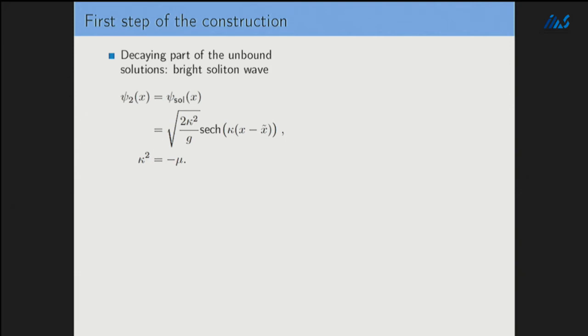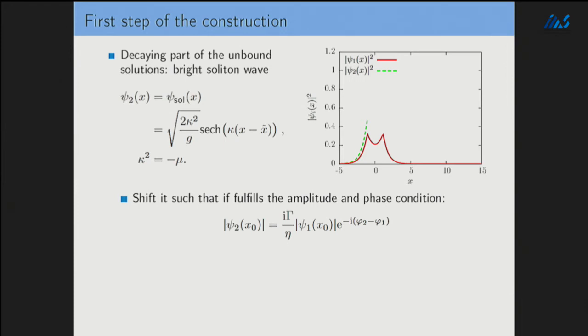That's the well-known bright soliton solution. So this function here, which we can shift with this parameter x tilde, that's a freedom we have. Important is that the phase relation at the coupling points is constant. We need, of course, to have the same chemical potential as the bound state. So the task is to find, or calculate, this bright soliton wave. This function is known.